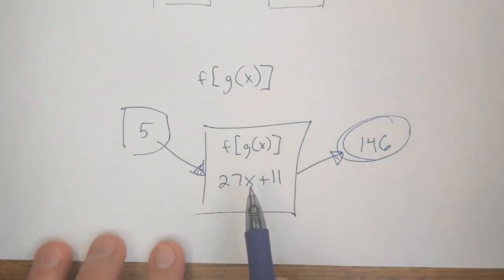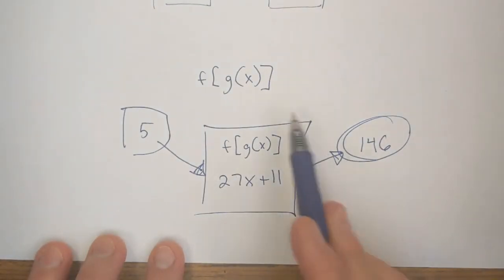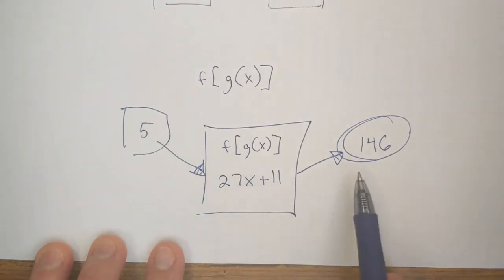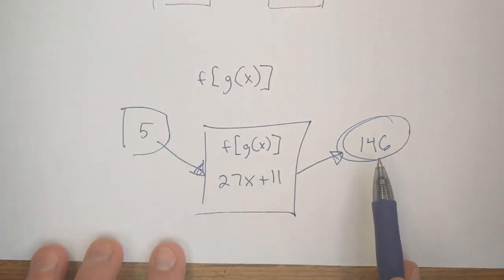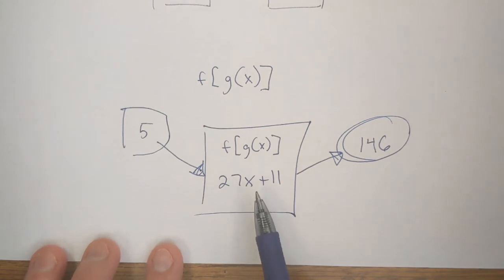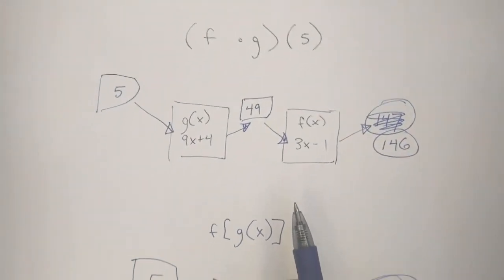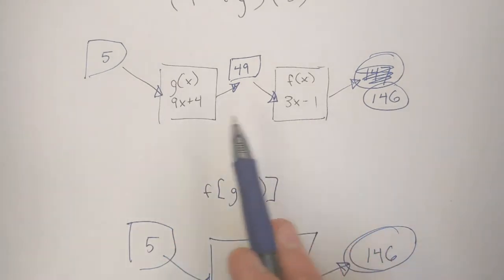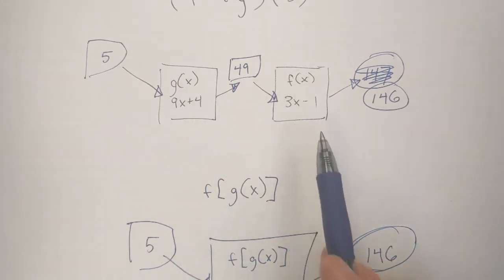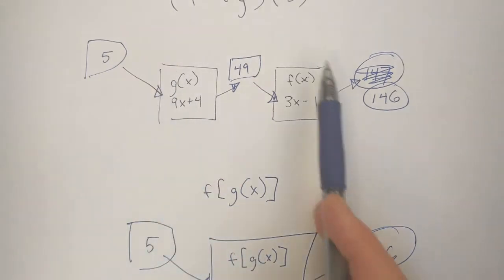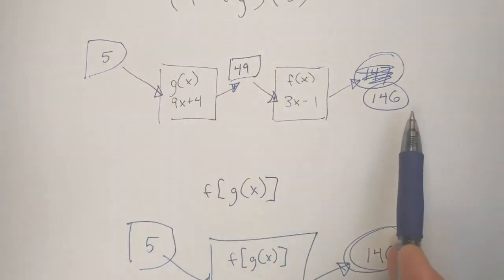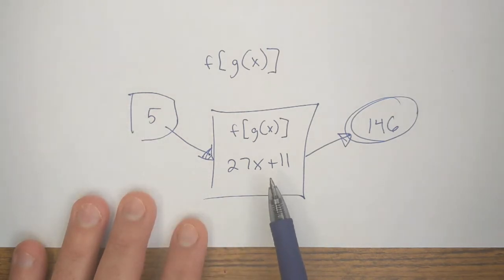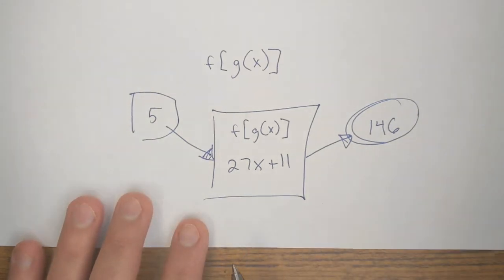Look what this large machine was able to do. This composition machine was able to take a number like 5 and in one step kick out this output of 146. In essence, this large machine is able to replace the job that these two smaller machines were able to do in tandem. So rather than having these two small machines work in tandem to come up with the result, now with compositions, we've created one machine that does the job of both.